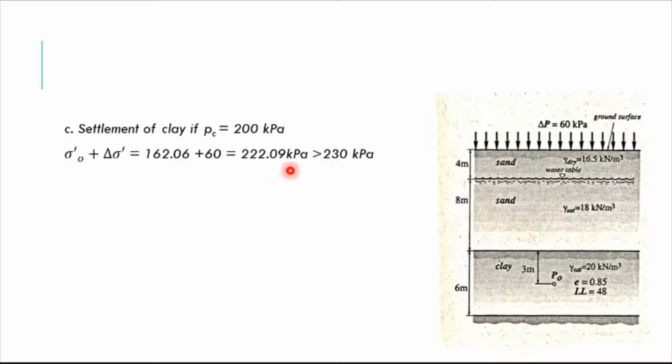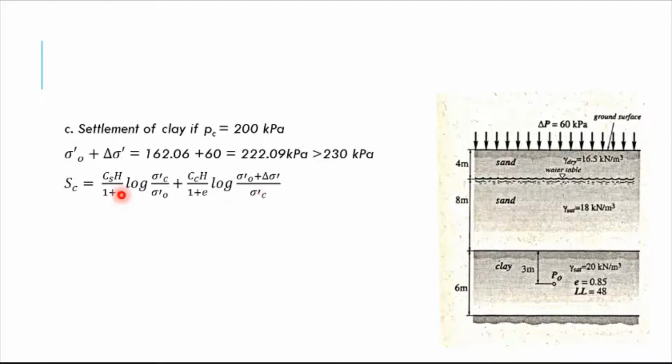So if P sub F is greater than P sub C, therefore, the formula for primary consolidation settlement of the soil will be equal to C sub S H over 1 plus e sub o logarithm of the pre-consolidation pressure over the overburden pressure, plus the compression index multiplied by the height of the clay layer over 1 plus e sub o logarithm of the overburden pressure plus the additional load over the pre-consolidation pressure.